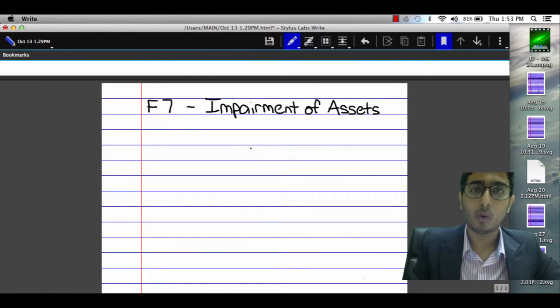Hello everyone, welcome to the subject F7, and today we will be learning about impairment of assets. Now, impairment of assets falls under IAS 36.